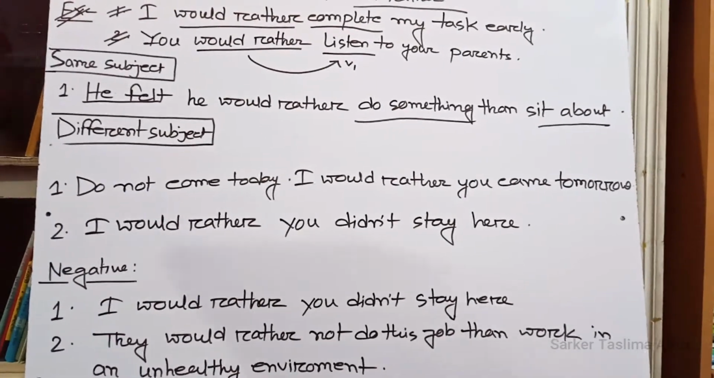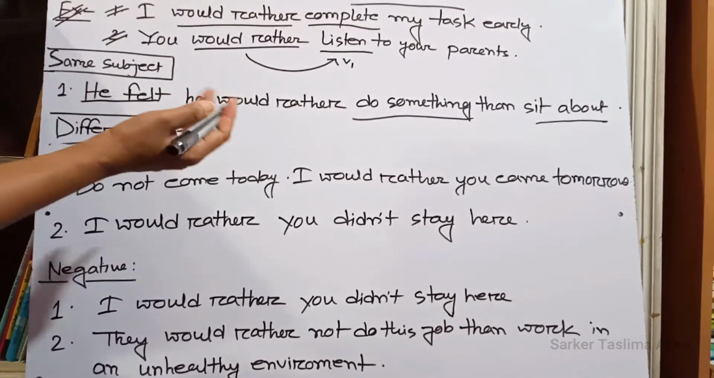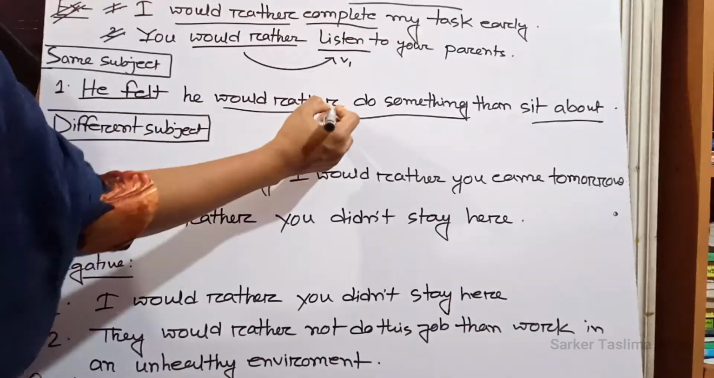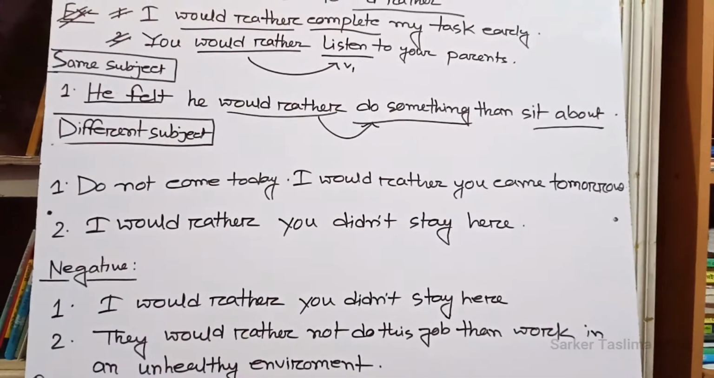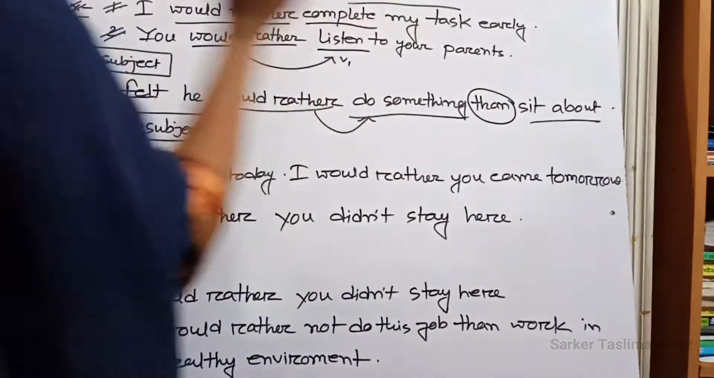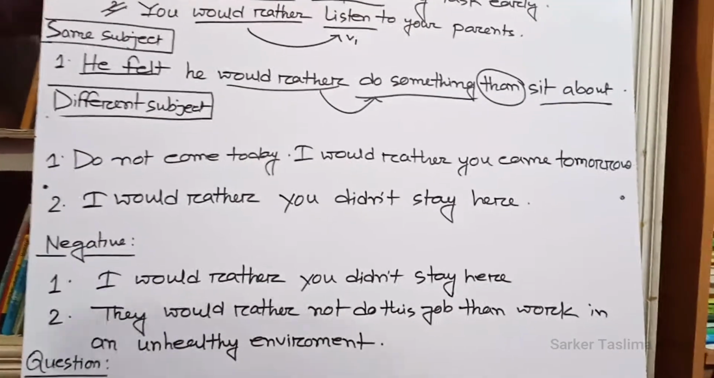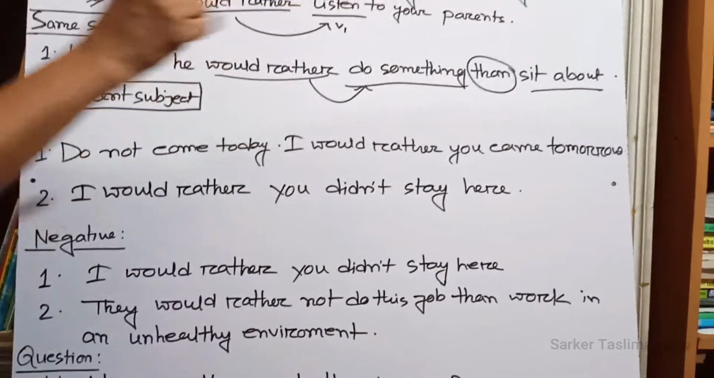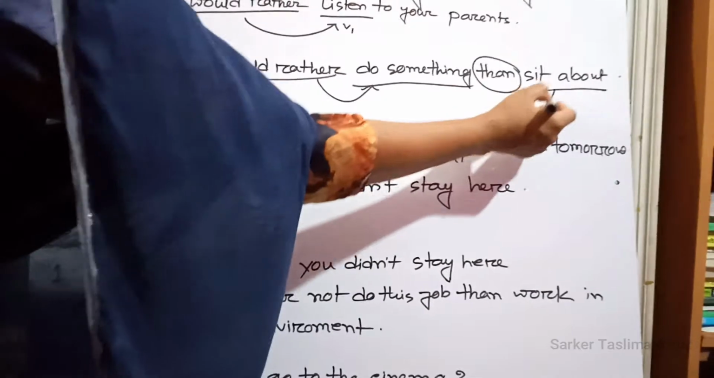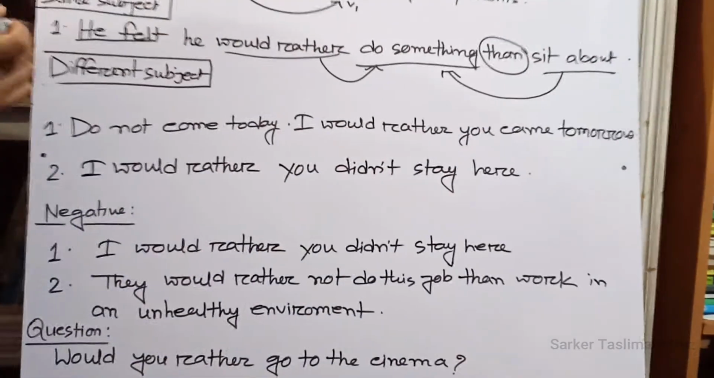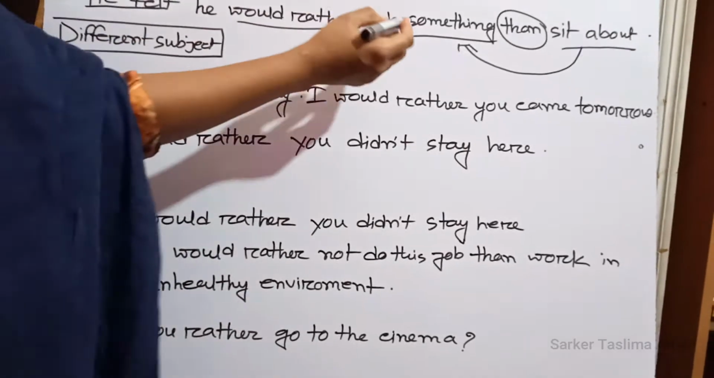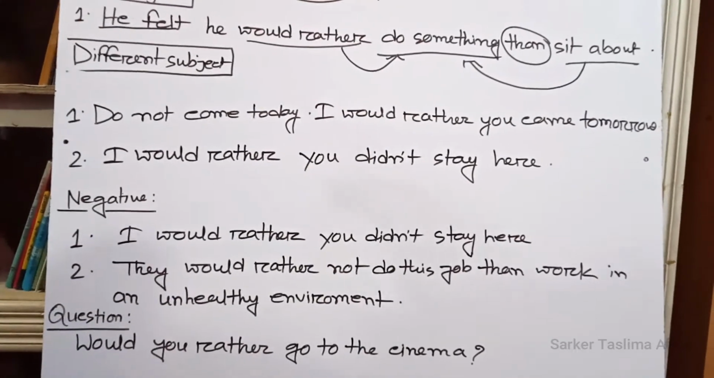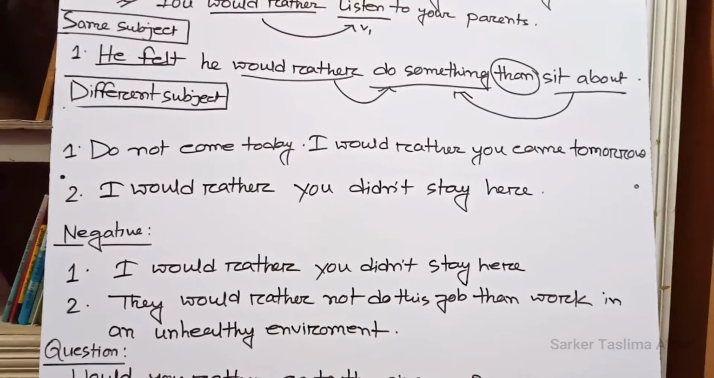Well, dear student, when the subject is the same person in both clauses, would rather is followed by a verb in the base form. You can see I wrote here V. At the same time, you can see I have written here than. At the same time, in English grammar, you can use than after would rather. In that case, you can see there are two options, and before than you have to use which one you prefer most. Well, dear student, now hope you understood when your subject is same. Now come when your subject is different.